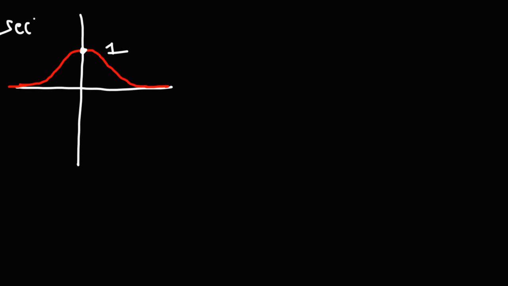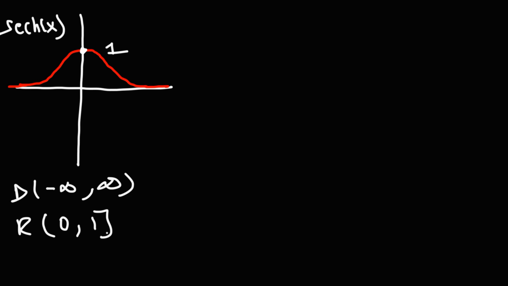So this is the graph of hyperbolic secant. It has a domain of all real numbers and a range from 0, not including 0, going to and including 1. Now, if we were to draw the inverse of that, if we were to flip the graph, it would look something like this.